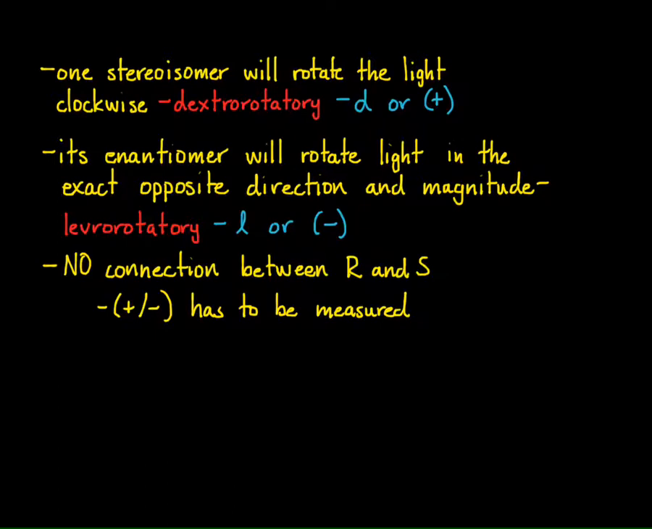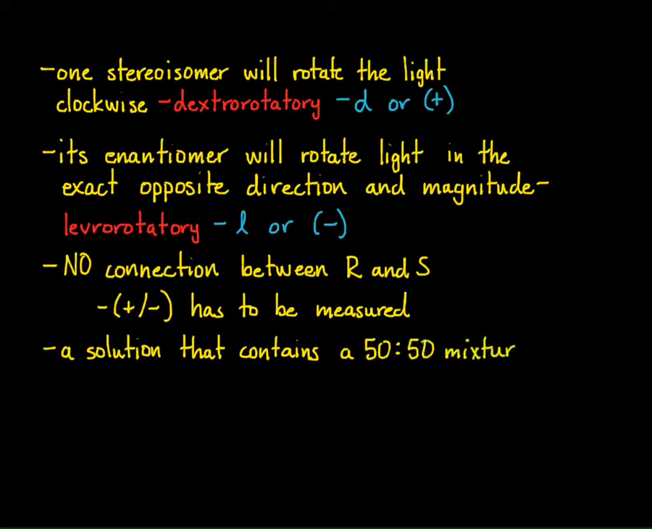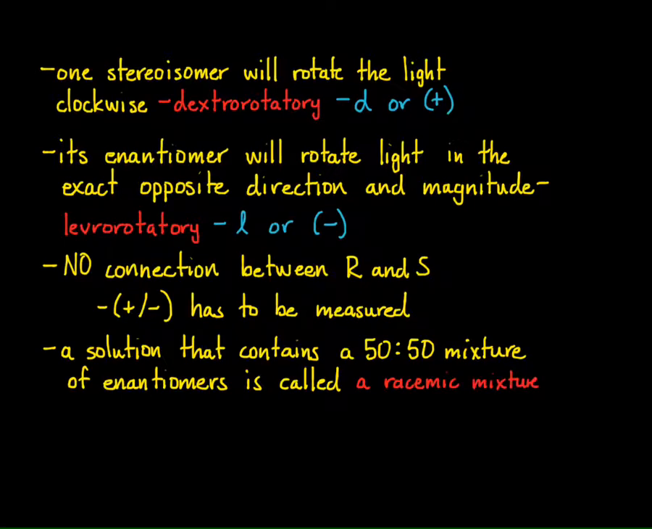The other terminology that you need to understand is that there are oftentimes cases in which you have a 50-50 mixture of the two enantiomers. So you have 50% of one and 50% of another. In this case, we call it a racemic mixture. And if we think about the optical activity of that solution, one enantiomer rotates it one direction, the other rotates it in the complete opposite direction with the same magnitude, and so they're going to basically offset one another, and therefore the entire solution itself is optically inactive.